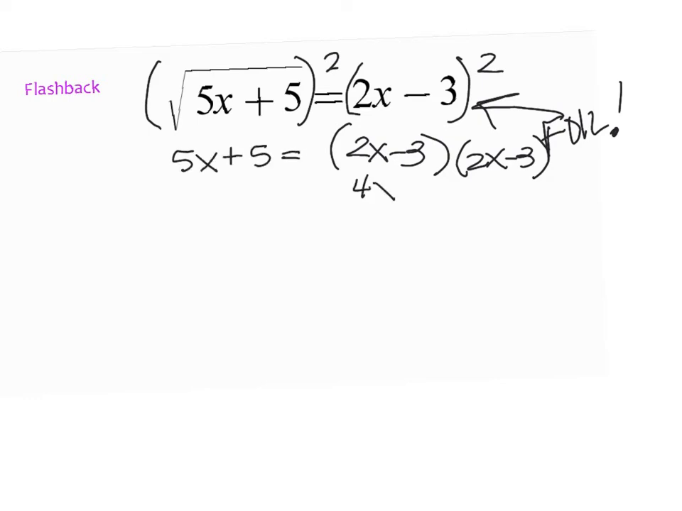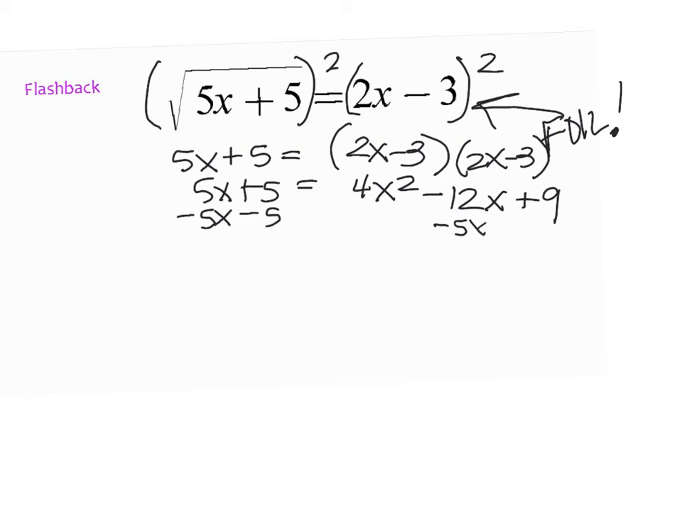Okay, so I get 4x squared minus 12x plus 9 equals 5x plus 5. And then I'm going to move everything to one side to try and get this equal to 0, because I noticed I have to factor it. So it has to be equal to 0. This is more good review, because factoring is also on your test.